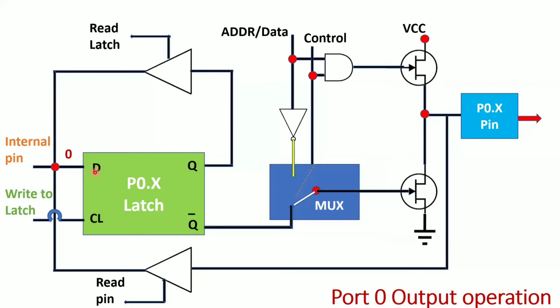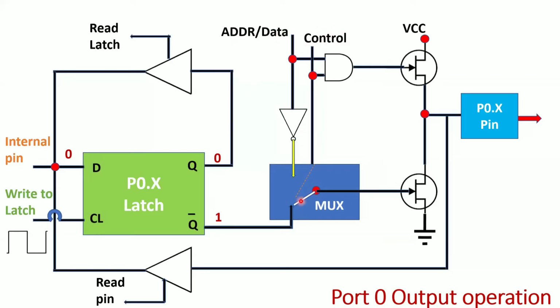What will happen? Whenever you are sending 0, you need to apply the write to latch signal, because the clock is needed for the D flip flop. Whenever you are giving 0, the Q will get 0. What happens to the Q bar? You will get 1. Now the control signal is actually 0. Why? Because I am not using the address or data bus. Whenever I am using the address or data, I need to make the control signal 1. Now I am not using that, so the control signal is 0.